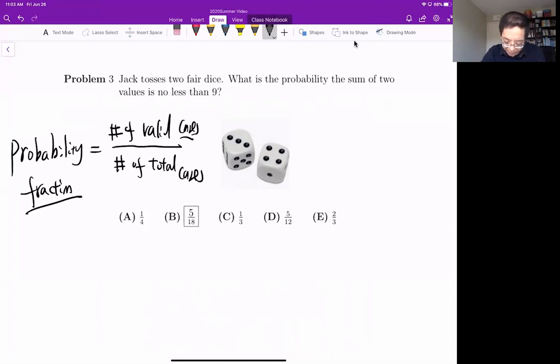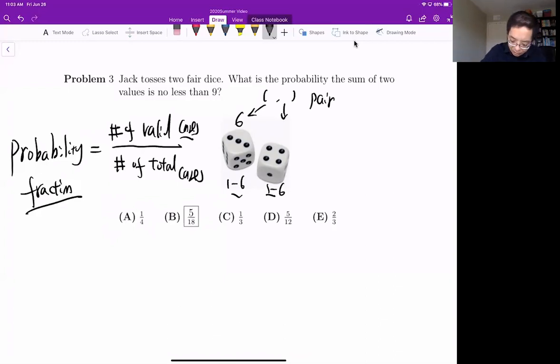Now let's look at our situation. Here we have 2 dice, and we roll the 2 dice. Then we get a pair of numbers, one from 1 to 6 and the other also from 1 to 6. So the total number of different scenarios: for this one, I have 6 possibilities, right?